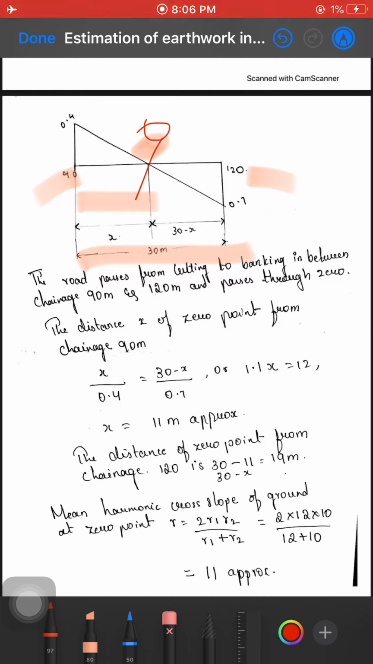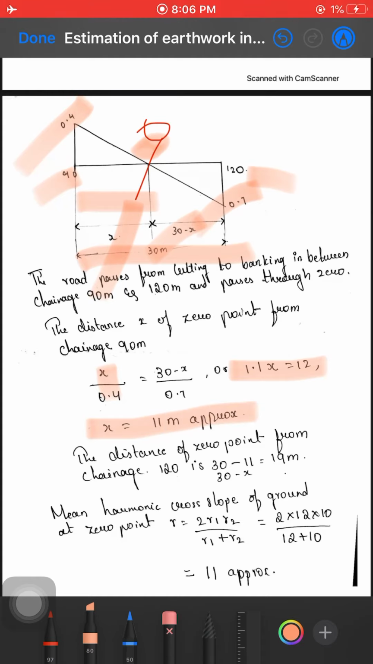Okay, the road passes from cutting to banking in between the chainage 90 meter and 120 meter and passes through 0. Okay, so the distance of X of 0 point from the chainage 90 meter will be X divided by 0.4 is equal to 30 minus X divided by 0.7. Okay, so by cross multiplication we get 1.1x is equal to 12 or X is equal to 10.9, approximately 11 meters.